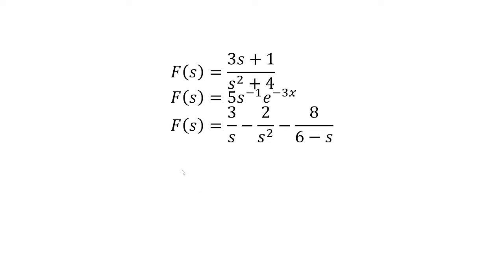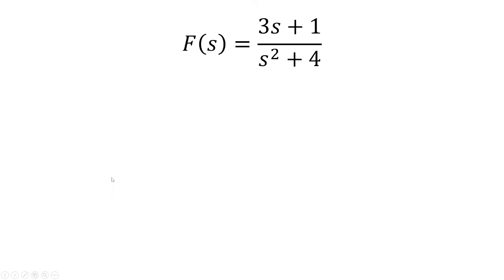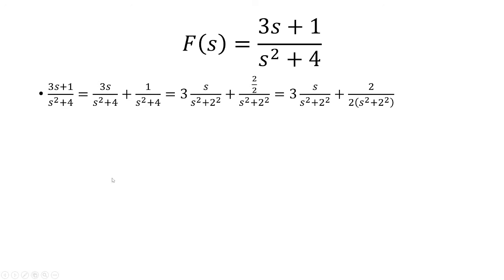In this video, we're going to find the inverse Laplace transform of these three functions. The first one is (3s + 1) over (s squared + 4). For that, we're going to split this up into two fractions. So here the plus is going to give us two fractions: 3s and 1 will be the numerators, and then s squared plus 4 will be the denominators.